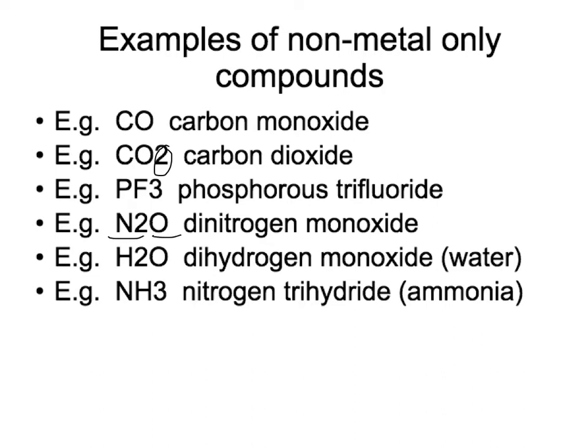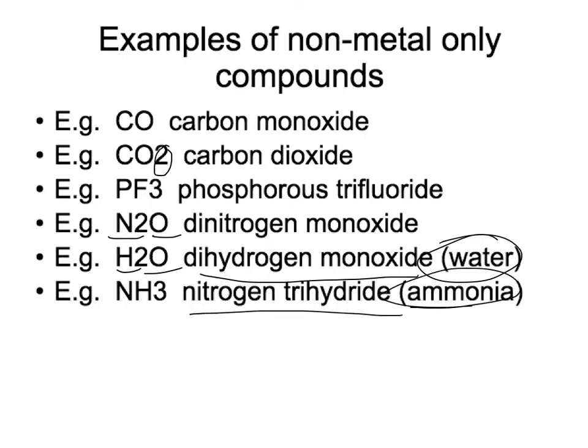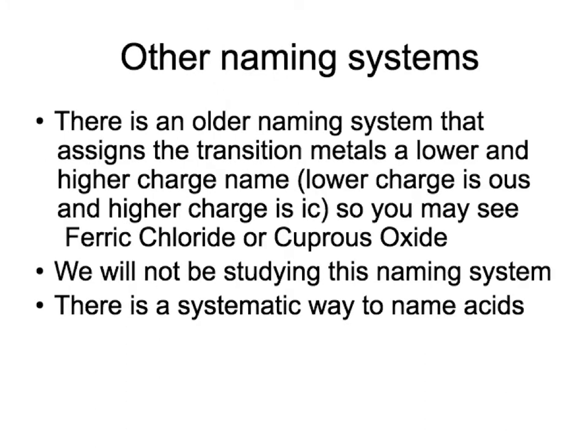Dinitrogen monoxide, dihydrogen monoxide. That is the term for water. Some of these are so common that we don't use the classical name. Nitrogen trihydride is just ammonia. No one would ever refer to it as nitrogen trihydride. Okay, so there's a worksheet on that one that you should definitely do.